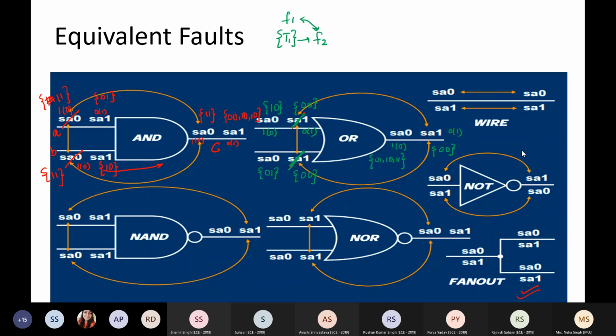Tomorrow, in the next class, we will be doing the ATPG algorithm for combinational and sequential circuits. The next tutorial will be on ATPG for combinational only. The circuits are the same that we took in the last class, only the problem is different. So you can work out all the problems on all the circuits. Try yourself for different cases.